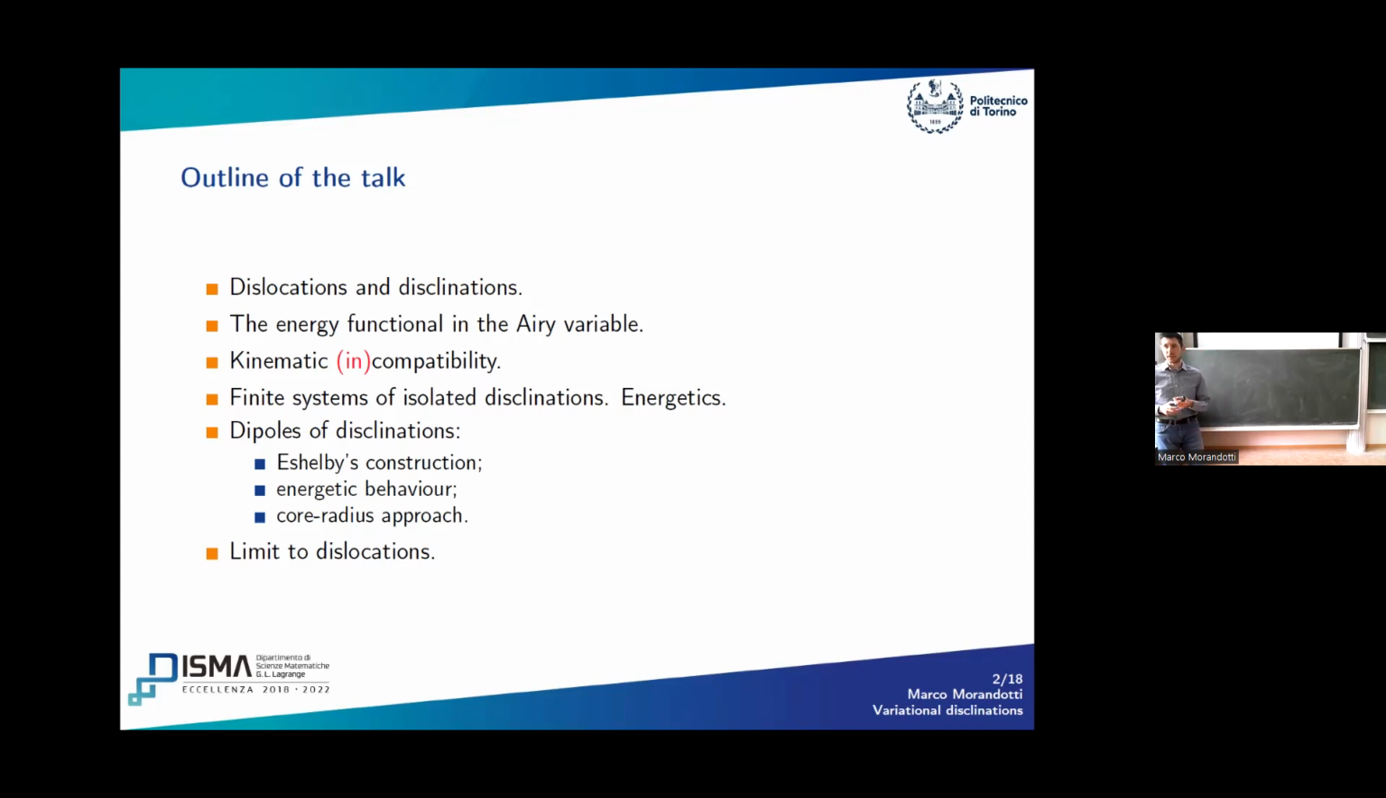And the fact that there are defects is tracked by something which is called the kinematic incompatibility. So I will tell you a couple of things about kinematic compatibility, which dates back to the second half of the 1800s, and then we will see how it can be phrased in a more modern language in terms of some differential operators that are usually those involved in continuum mechanics.